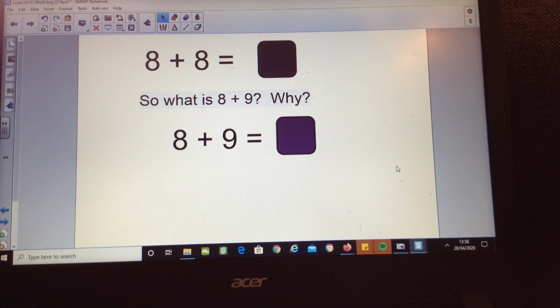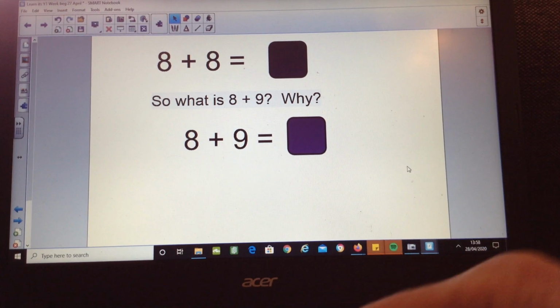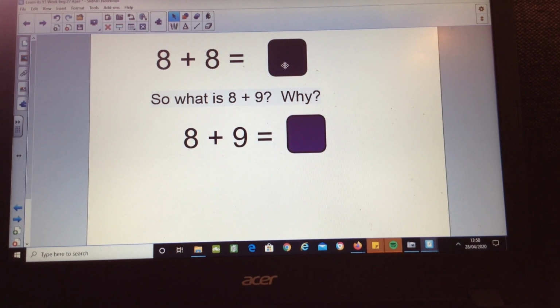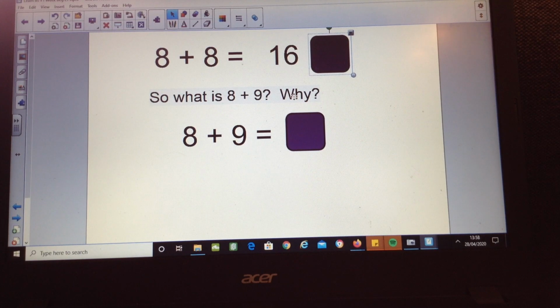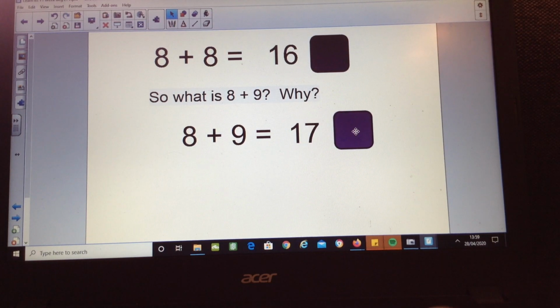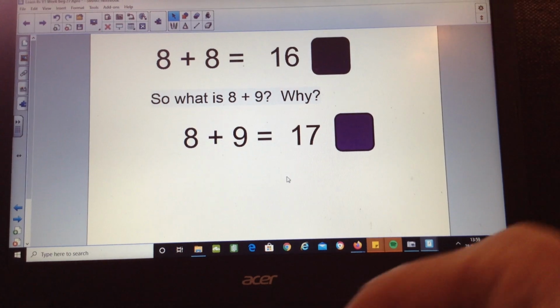Let's think about our near doubles now. So if we've got 8 add 8, and 8 add 8 equals 16, of course. So what is 8 add 9 and why? Now you should be able to do this by now because we've done it the last couple of weeks. If 8 add 8 is 16, what is 8 add 9? Well, we've got our 8, but 9 is 1 more than 8, so our answer needs to be 1 more than 16. So our answer needs to be 17. 8 add 9 is 17.